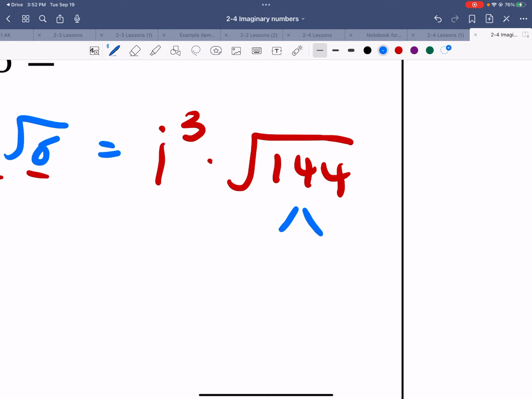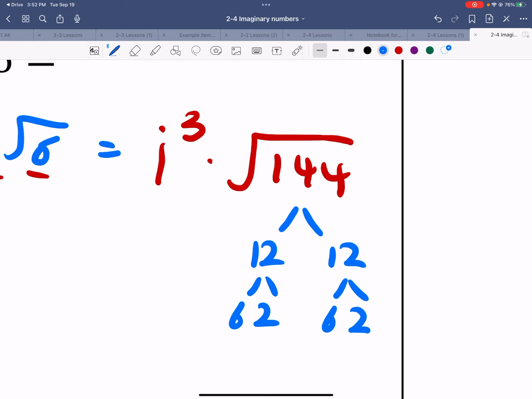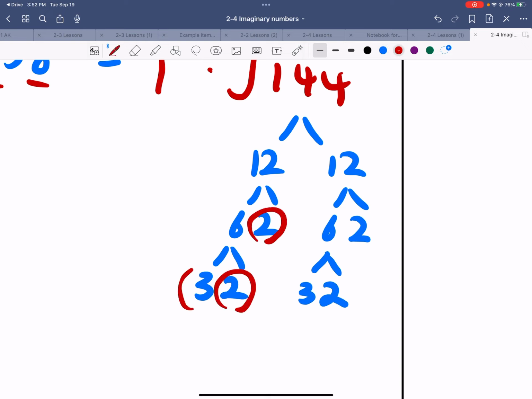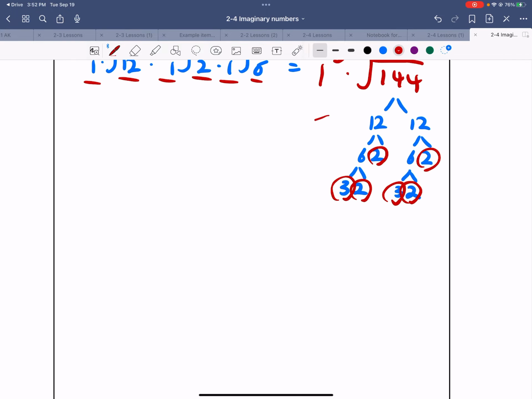144. How can you break it down? 12 and 12. This one is going to be 6 and 2. 6 and 2. And 6 can be broken down into 3 and 2, 3 and 2. All right, let's circle all the numbers. So I still have I to the third power times, inside the square root, 1, 2, 3, 4, I have 2 to the fourth power times 3 squared.